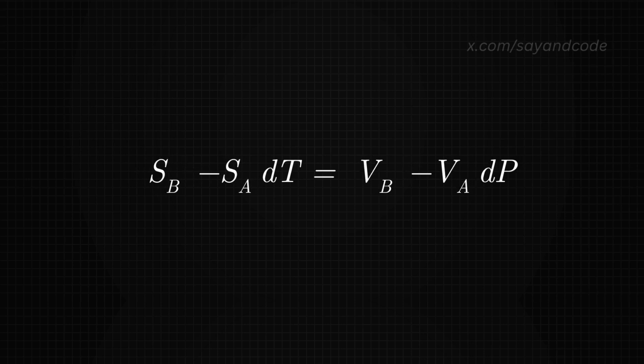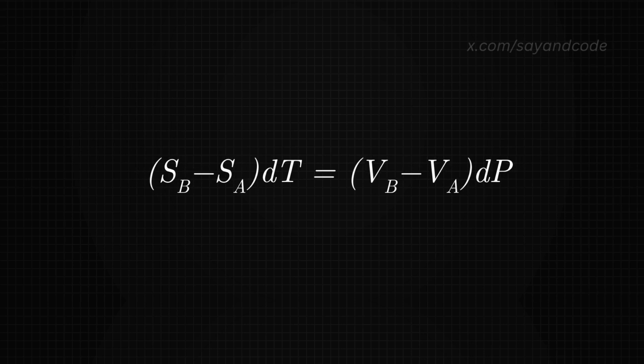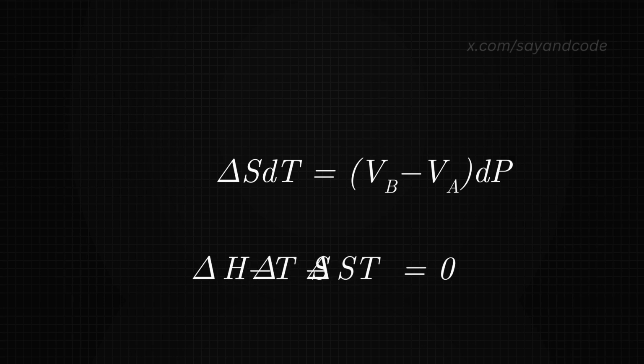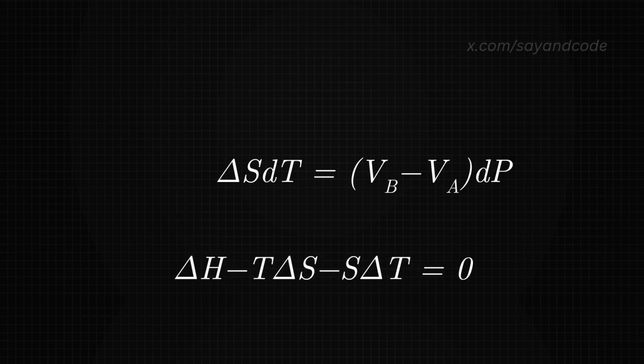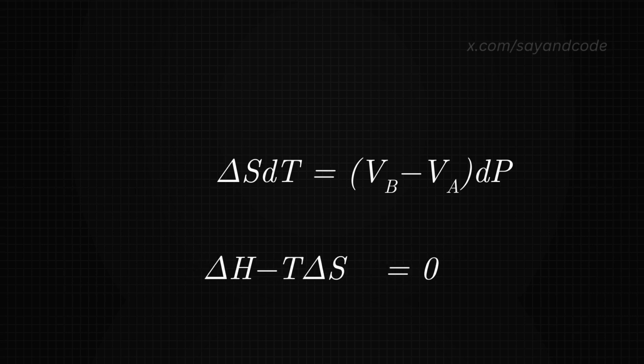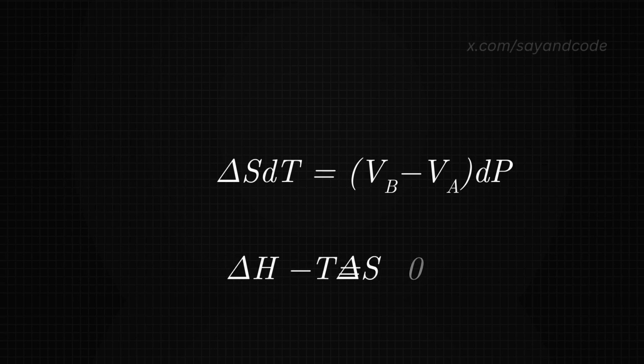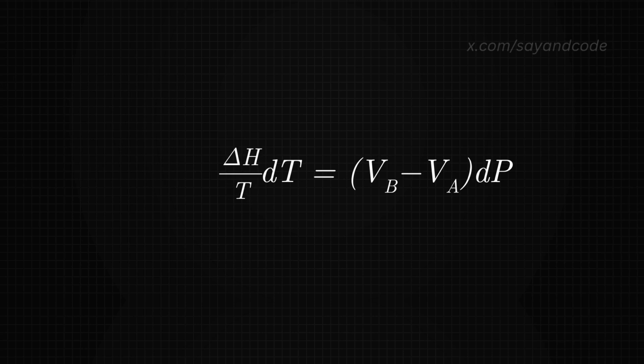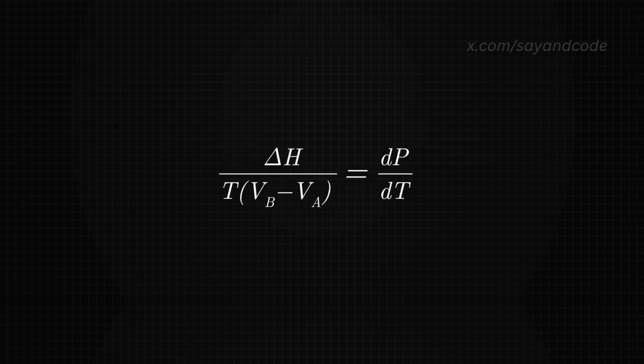Here, Sb minus Sa becomes the change in entropy, delta S. But since delta G is zero for the process, we can also say that delta H minus T delta S minus S delta T is equal to zero. Since the temperature remains constant during a phase change process, delta T is zero, and so the last term can be removed. Rearranging, we get delta S is equal to delta H by T. We can substitute this in the earlier equation, and rearrange, to get the following equation.